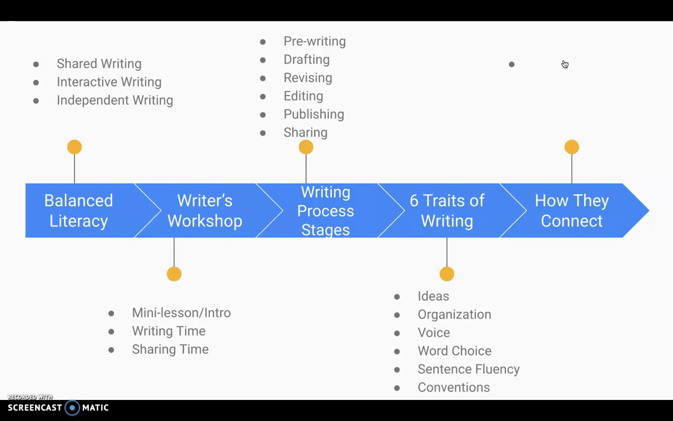I will talk about Writer's Workshop, which includes the mini lessons, writing time, and sharing time. The writing process stages, which are pre-writing, drafting, revising, editing, publishing, and sharing. I will also talk about the six traits of writing, which are ideas, organization, voice, word choice, sentence fluency, and conventions, and I'll talk about how they all connect.